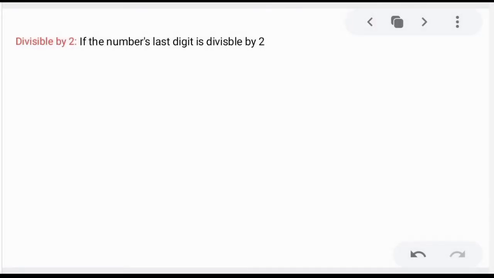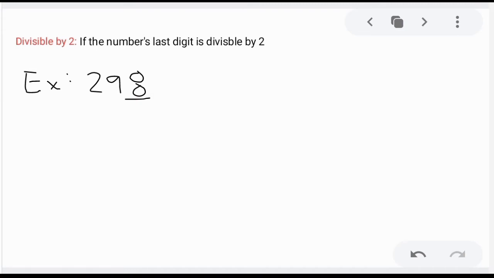Now, let's try the divisibility rule by 2. It states that if the number's last digit is divisible by 2, then it is divisible by 2. So, let's try. Example. Let's have 298. Let's check if this number is divisible by 2. So we are going to apply the statement above: if the number's last digit is divisible by 2.